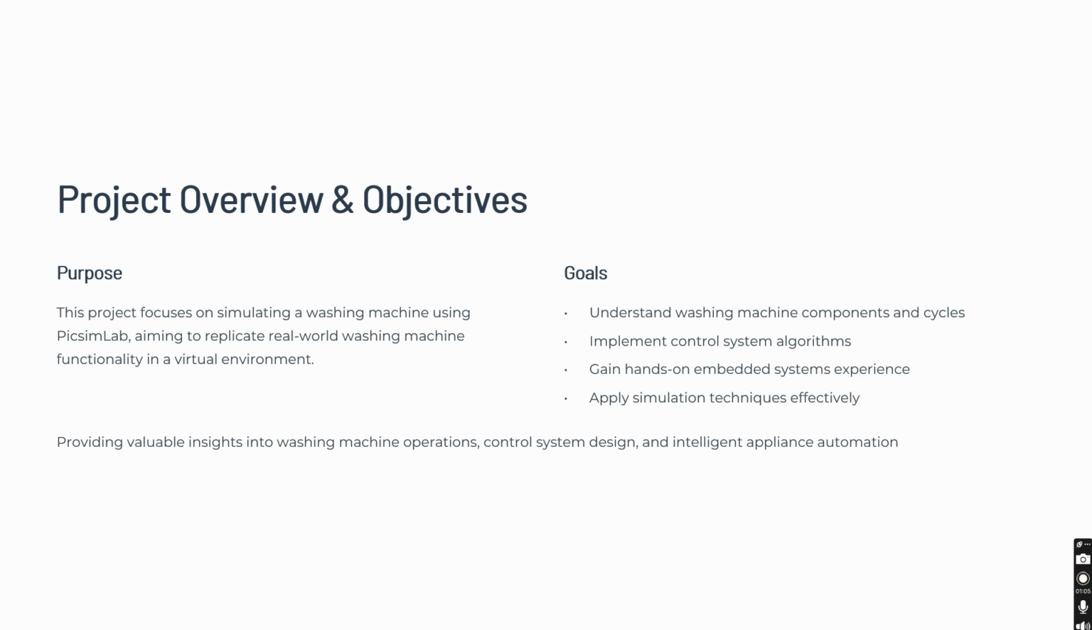The core objectives of this project included gaining an in-depth understanding of how various washing machine components and washing cycles function, implementing control system logic and software to manage real-time processes inside the machine, gaining practical embedded systems development experience using microcontrollers, particularly the PIC16F877A, and learning how to simulate embedded systems effectively to minimize hardware dependency. This project provides valuable insights not only into the hardware and software interactions, but also into designing smart appliances using embedded technology.